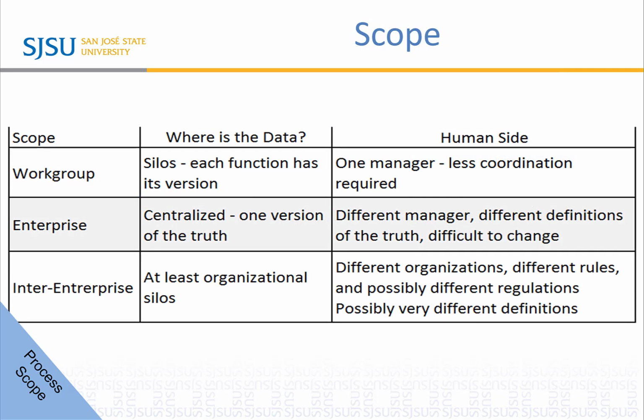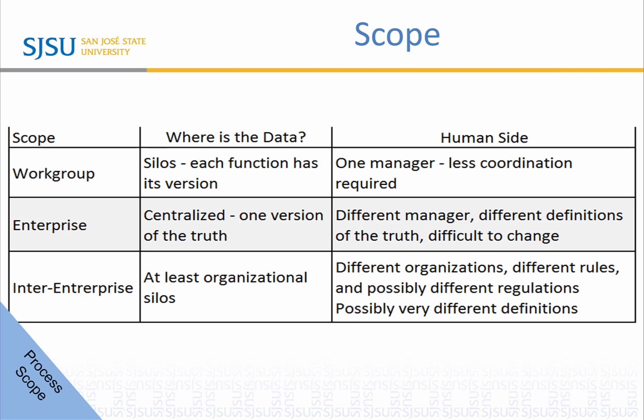To recap, when looking at the scope of a process, there are three levels: workgroup, enterprise, and inter-enterprise. At both the workgroup level and the inter-enterprise, there are data silos. The point of the enterprise system is basically to eliminate these data silos, to have one centralized version of the truth. If we look at the human side, from a manager's perspective, the workgroup system is easier.